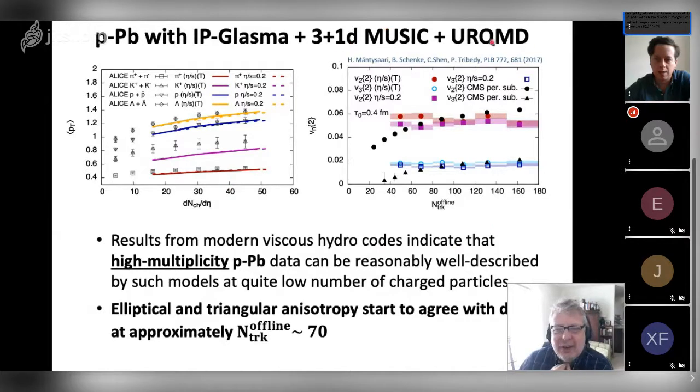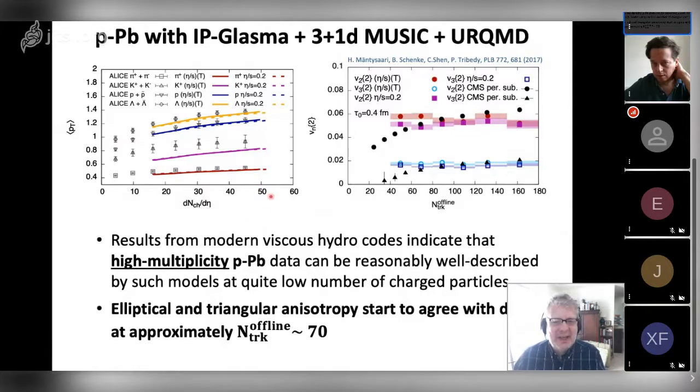So this is a particular p-Pb study by, I guess I would call this the BNL crew and MUSIC and McGill guys. This is the average transverse momentum for different identified hadrons on the left as a function of the number of charged particles per unit rapidity. And on the right is showing v2 and v3 with different methods compared to experimental data. And now it's as a function of the number of offline tracks, which loosely correlates to the charge multiplicity.